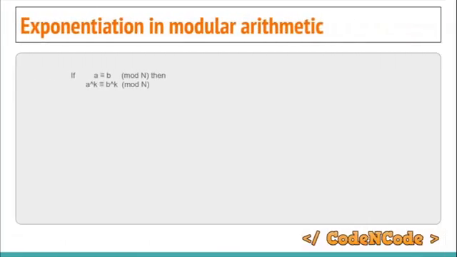Now the next topic, modulo exponentiation. What it says is that if a and b are congruent to each other, then a raised to power k is congruent to b raised to power k under modulo n. If you have two integers which are congruent to each other, then finding a raised to power k modulo n is the same as finding b raised to power k modulo n.